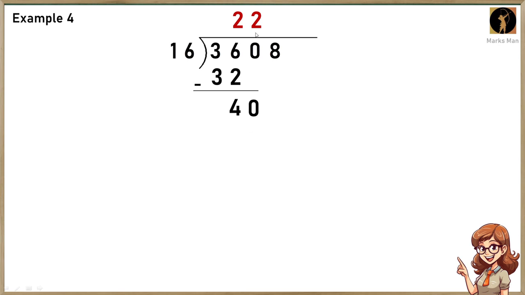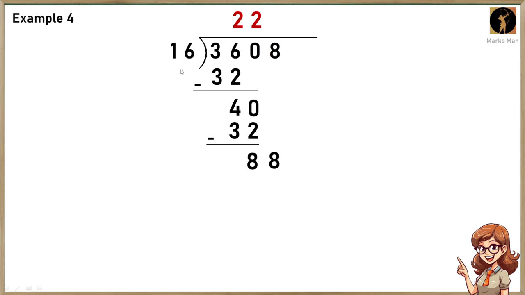Next step, you need to multiply this number 2 to your divisor. So 2 times 16, we know that is 32. And then, you need to subtract this number 32. 40 minus 32, that is equal to 8. Now 8 is smaller than 16, so you need to bring down another number from your dividend, which is this number 8. Now 88 is now bigger than 16, so you can now divide it.